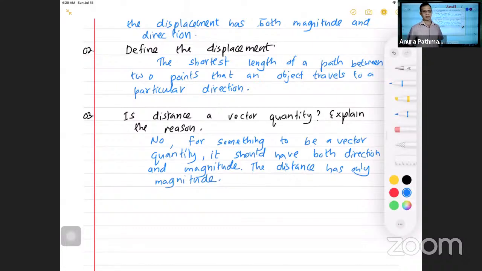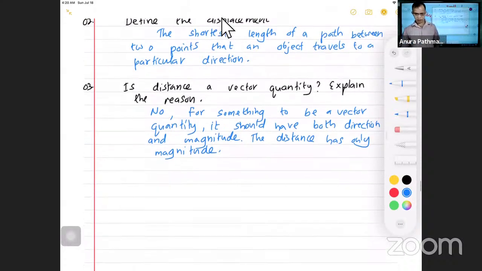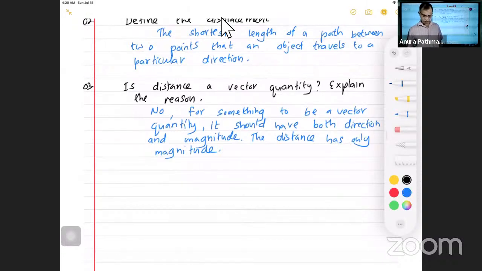Direction has only the magnitude. So when we go for the other one, the displacement, it is a vector quantity because it has both the direction and the magnitude. Fourth one.